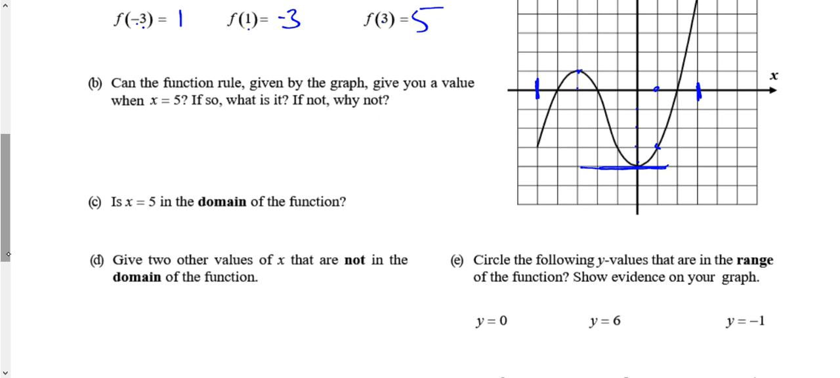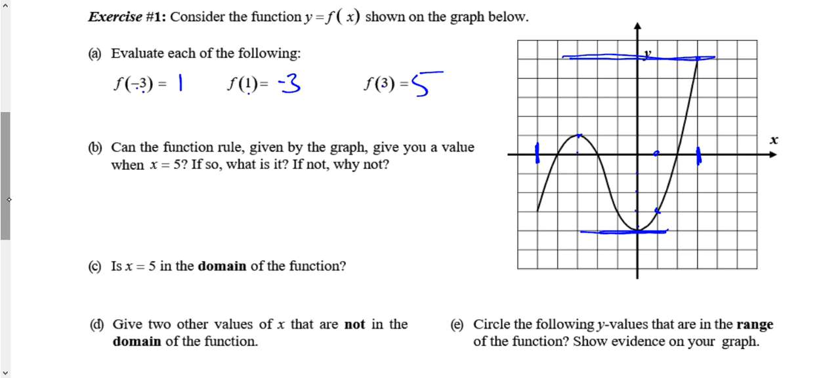All right, part B. Can the function rule, given by the graph, give you a value when x equals 5? What do you guys think? Why not? Yeah, they start and stop the graph before it gets to 5. You might like to assume that it goes on with that pattern, but you can't because they stopped it on that interval. In other words, the domain does not go out to 5. That make sense? So the answer is no.